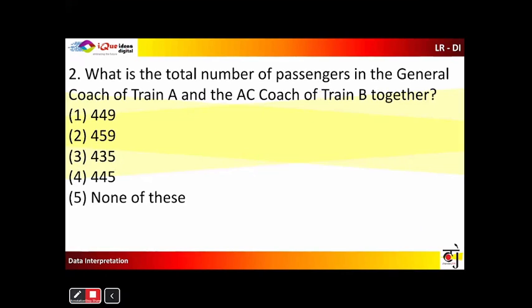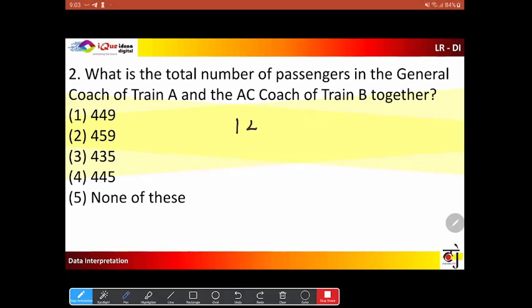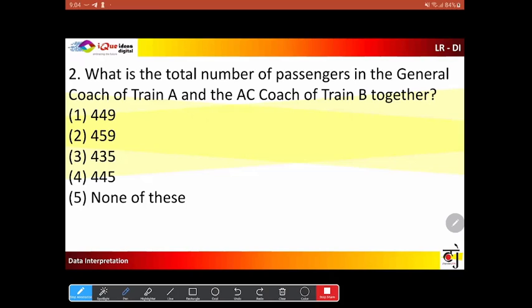The total number of passengers in general coach of A and AC coach of train B. General coach of A is 545 and AC is 440. See what it means? It will be marked as none of these. Yes sir, but if I had said 545 and not checked, I would have marked none of these as the answer. Take a second extra but do the calculations properly. Next.